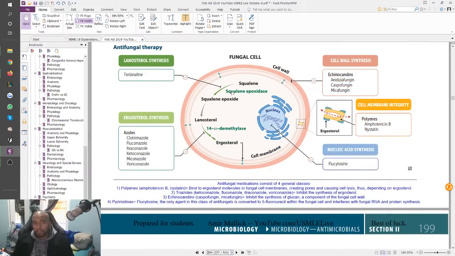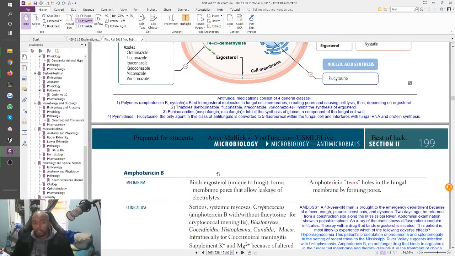Terbinafine is the only one that affects squalene epoxidase. All the azoles affect here at 14-alpha demethylase. Flucytosine is nucleic, like 5-fluorouracil. The polyenes, amphotericin and nystatin, they actually are there to affect cell membrane integrity. Okay, and then echinocandins are for the glucan, so glucan inhibitors, and you can see they all end in fungin. All right, not that bad at all.